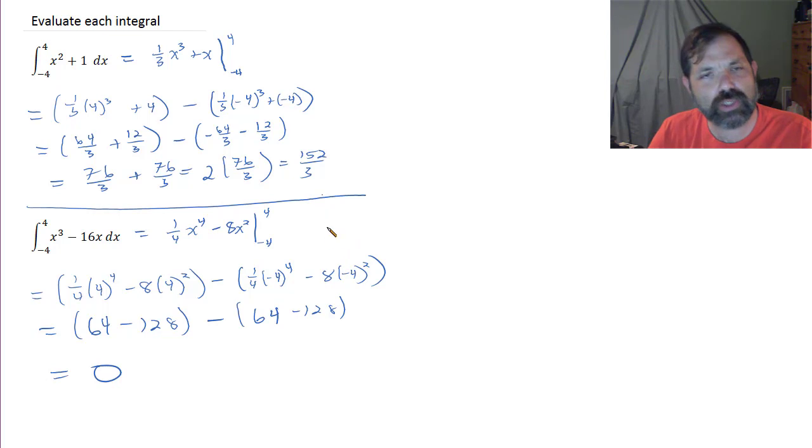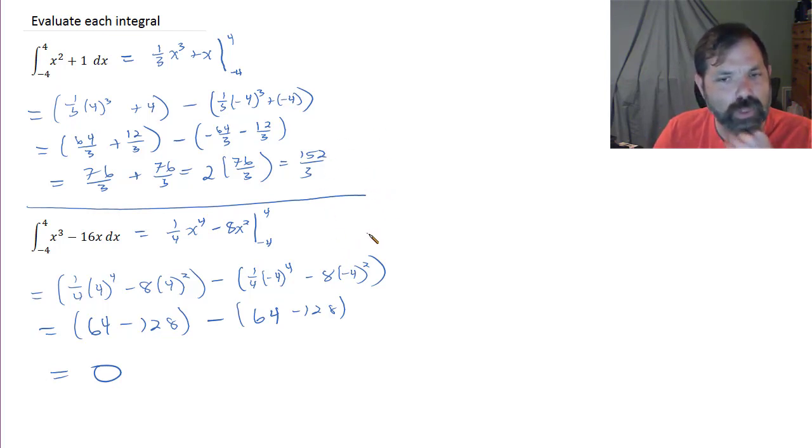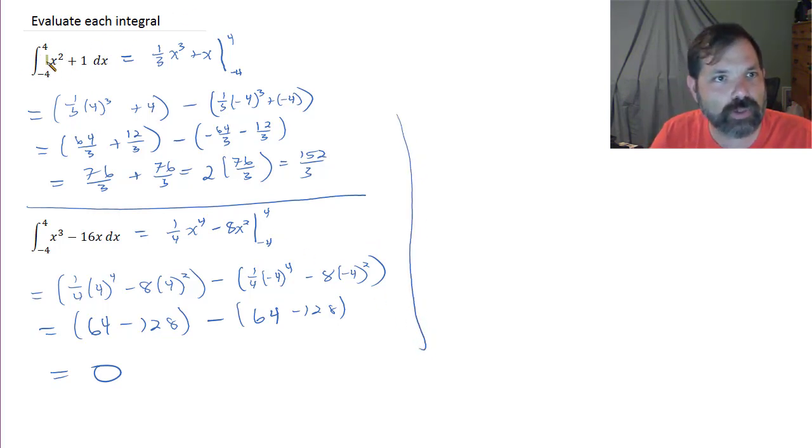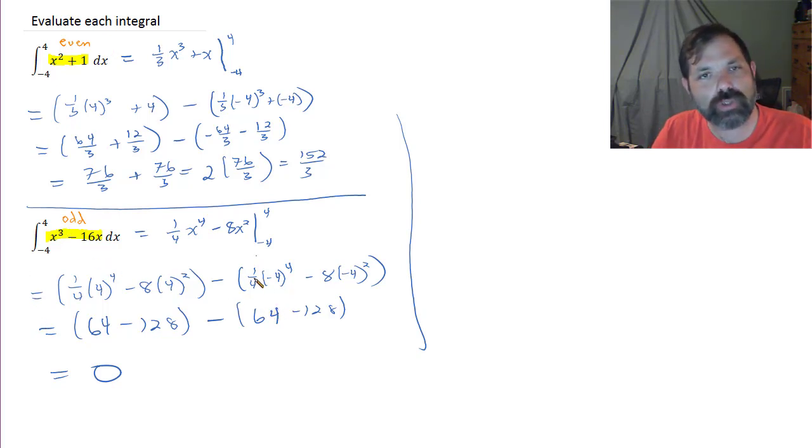And notice in this case, it's 0. So now these two examples are related to special types of functions. Notice that this function here, x squared plus 1, is an even function, and x cubed minus 16x is an odd function, where I hope you've learned about even and odd functions in your algebra classes. And so it turns out that there's a special property for even and odd functions.